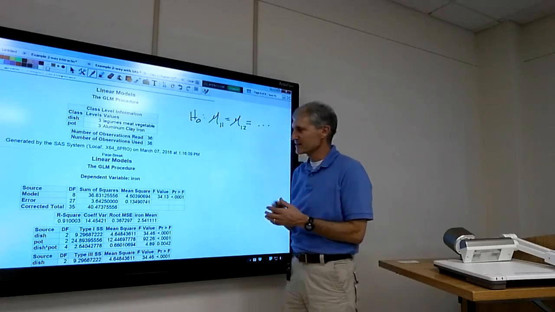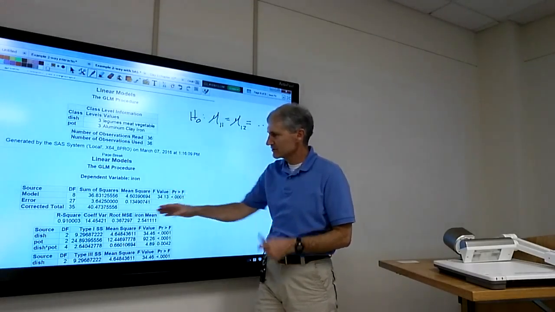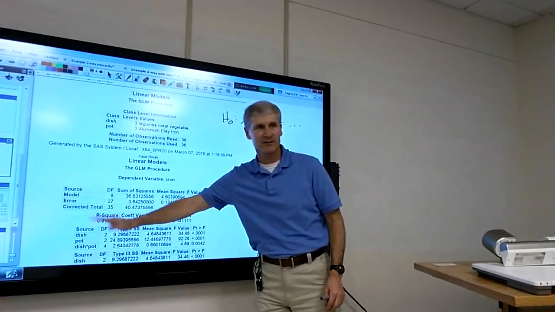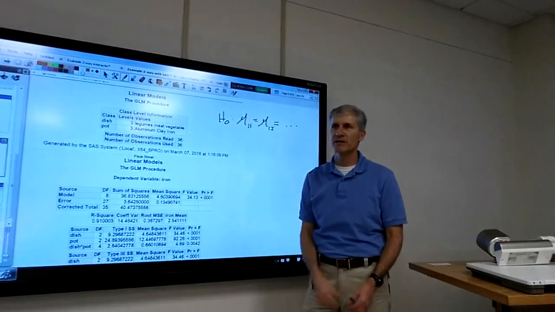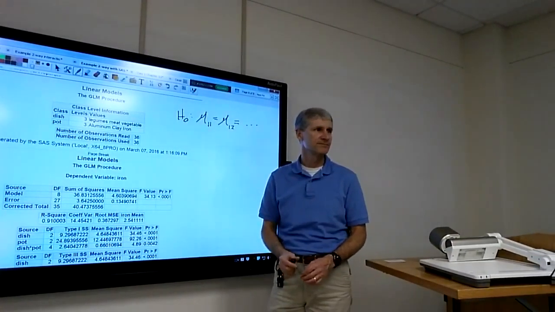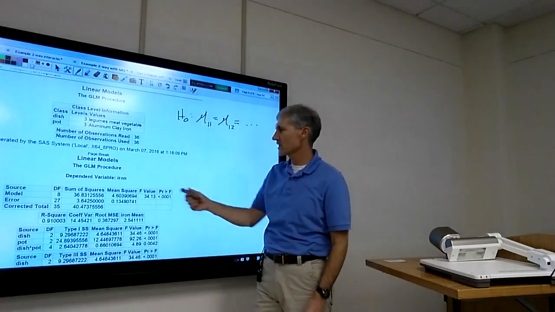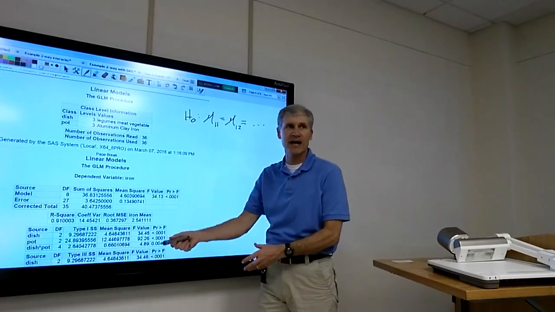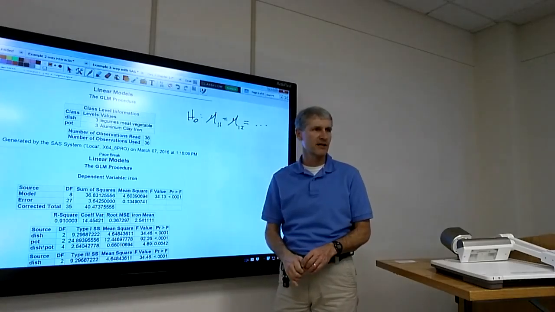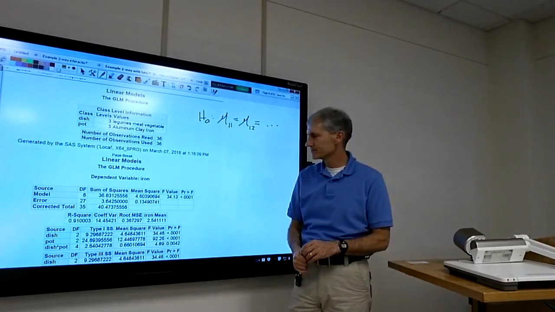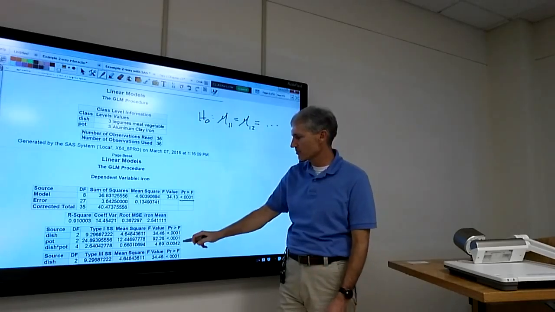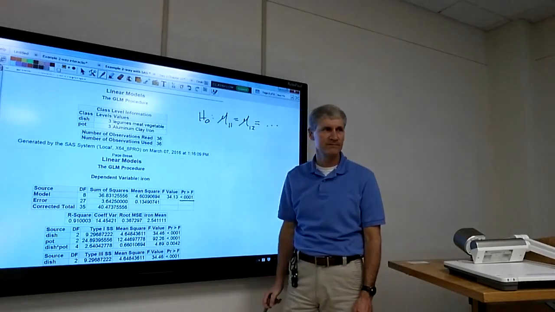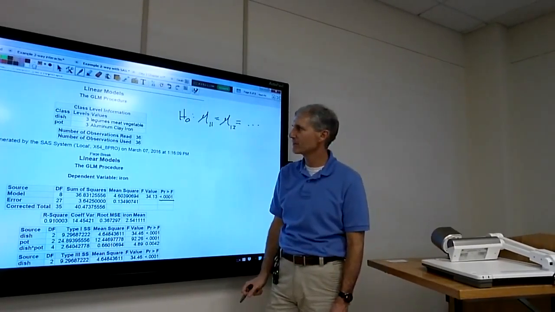The way I like to say it is the model, all of the factors in the model, pot, dish, and interaction, don't help explain variability in iron content. Versus the alternative that it does. At least one of those factors helps explain iron content. So highly significant. We knew it would be highly significant because individually these were all highly significant.